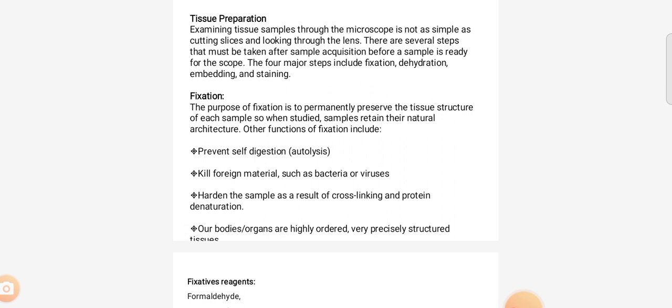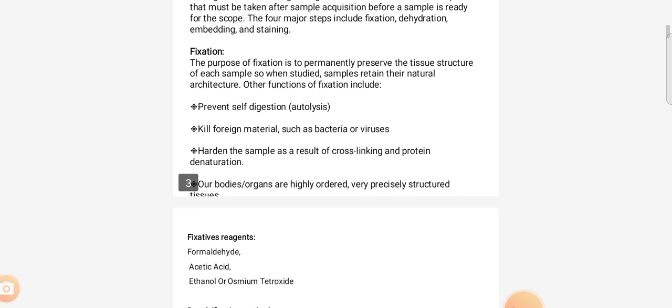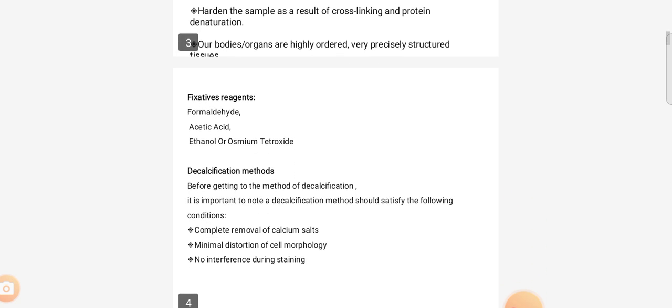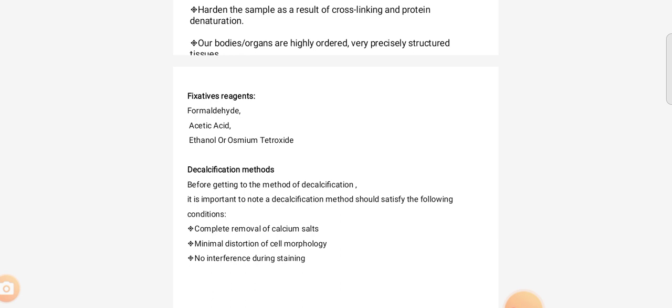Fixation is used to prevent self-digestion, kill foreign material such as bacteria or viruses, and harden the sample as a result of cross-linking and protein denaturation, as body organs are highly ordered and very precisely structured. Fixative reagents: formaldehyde, acetic acid, ethanol, osmium tetroxide, chloroform, toluene, toluol, etc.